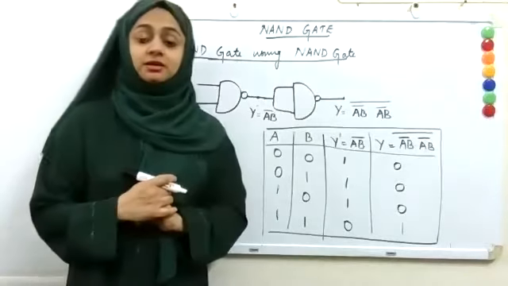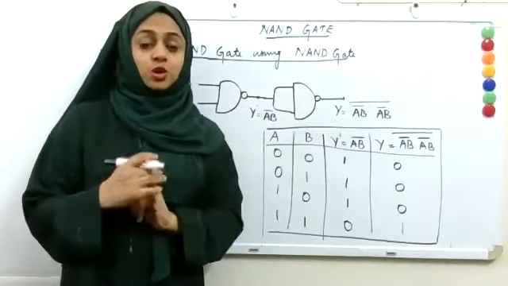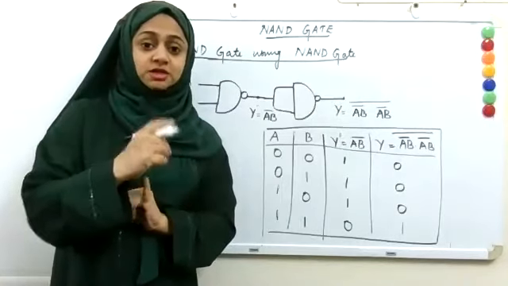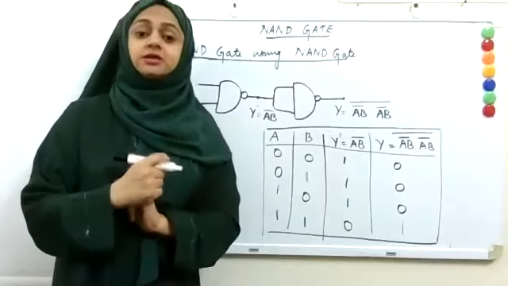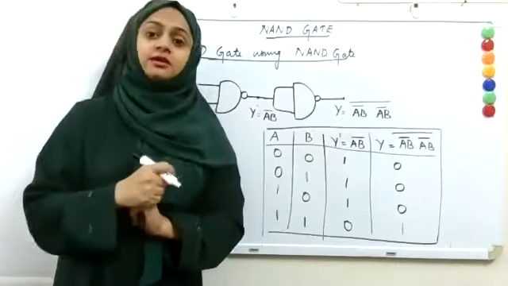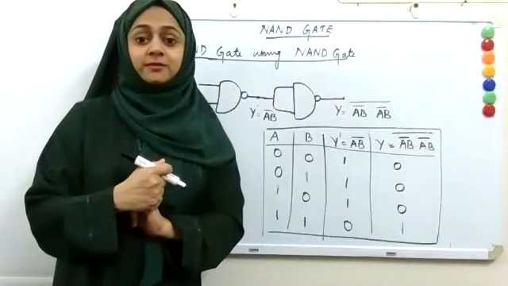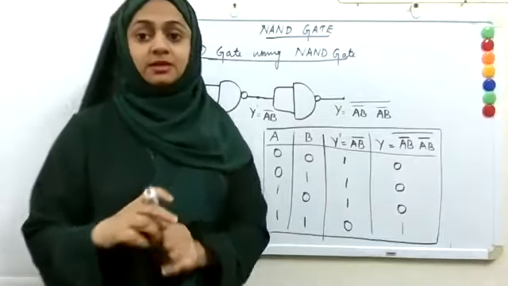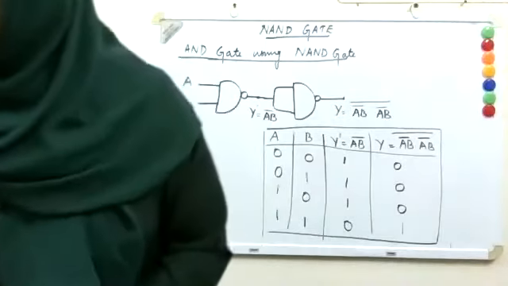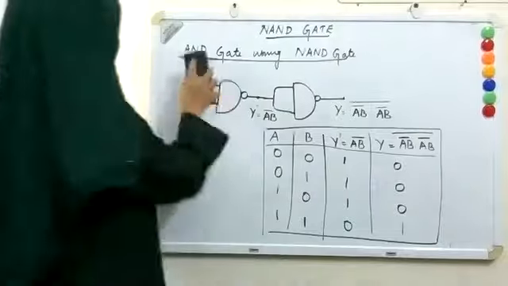Now what's remaining? We saw how one single NAND gate can function as a NOT gate. 2 NAND gates can function as an AND gate. Now what's remaining? OR gate. So let us see how we can get the OR gate.